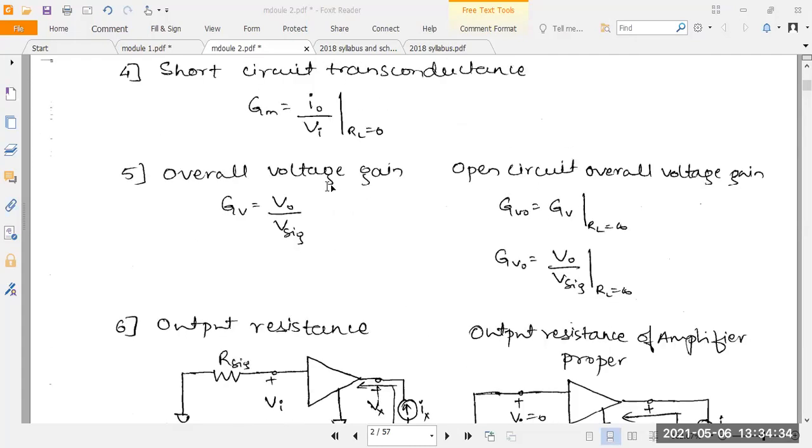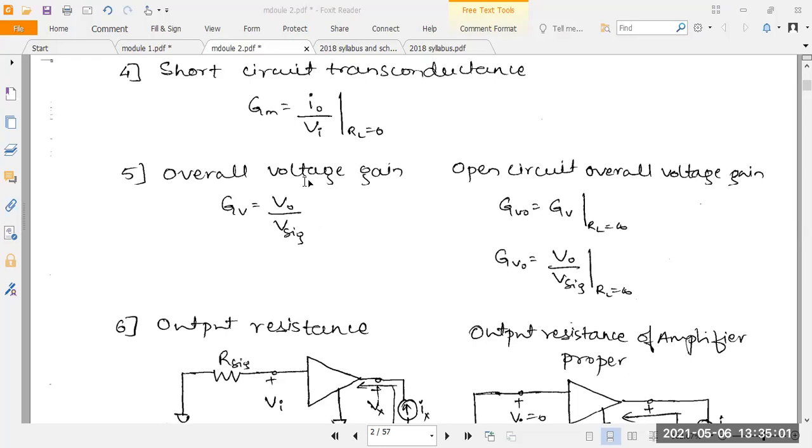Same thing, you can write the overall voltage gain Gv is equal to Vo by Vsig. This is the complete amplifier gain. Gv stands for the overall voltage gain, that is Vo divided by Vsig. Vo means the complete or total output voltage. Vsig means the source voltage. Remember this one: Vi is different, Vsig is different. These are not equal.